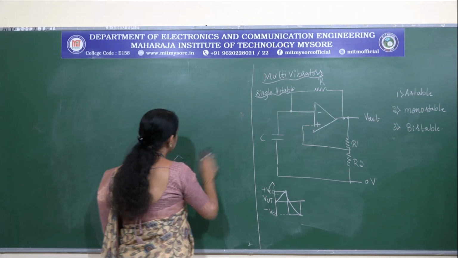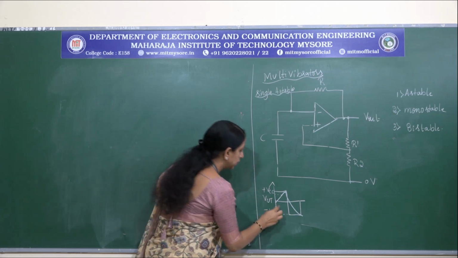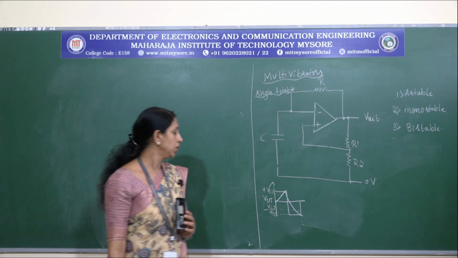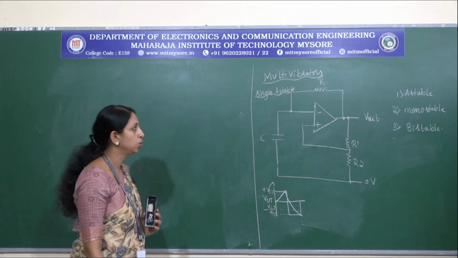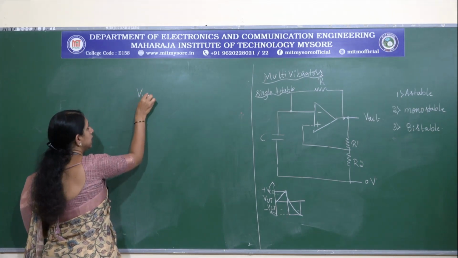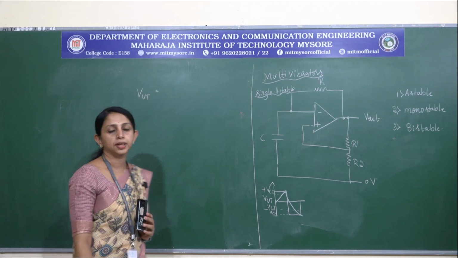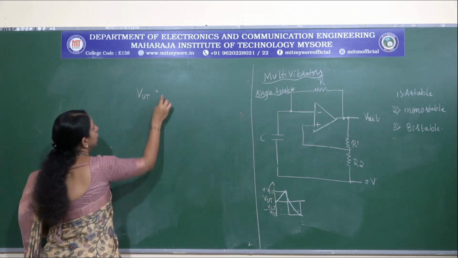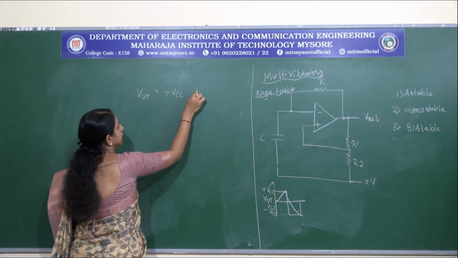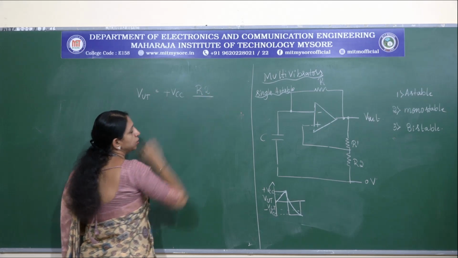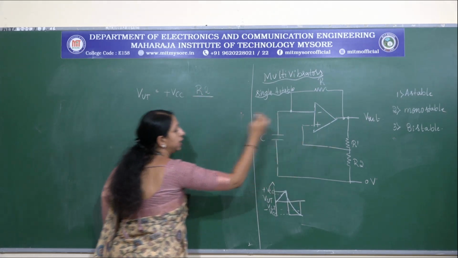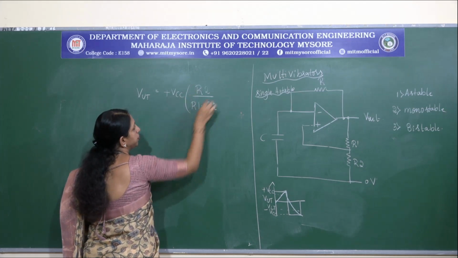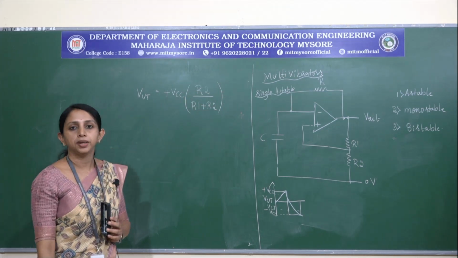It has two threshold values with respect to voltage. One is the upper threshold and the other is the lower threshold value. The upper threshold, since it is charging up to plus VCC, we can take it as plus VCC into R2 divided by R1 plus R2, the potential divider value. So this is the upper threshold value.